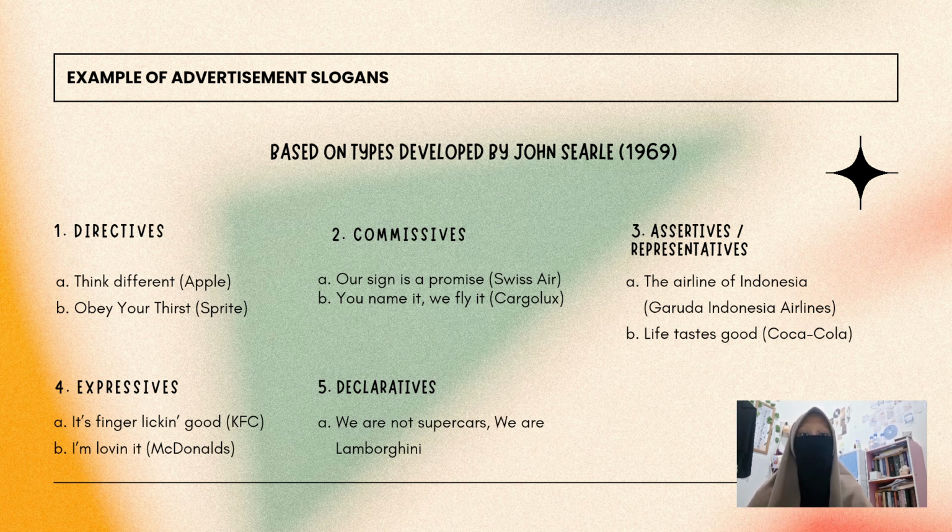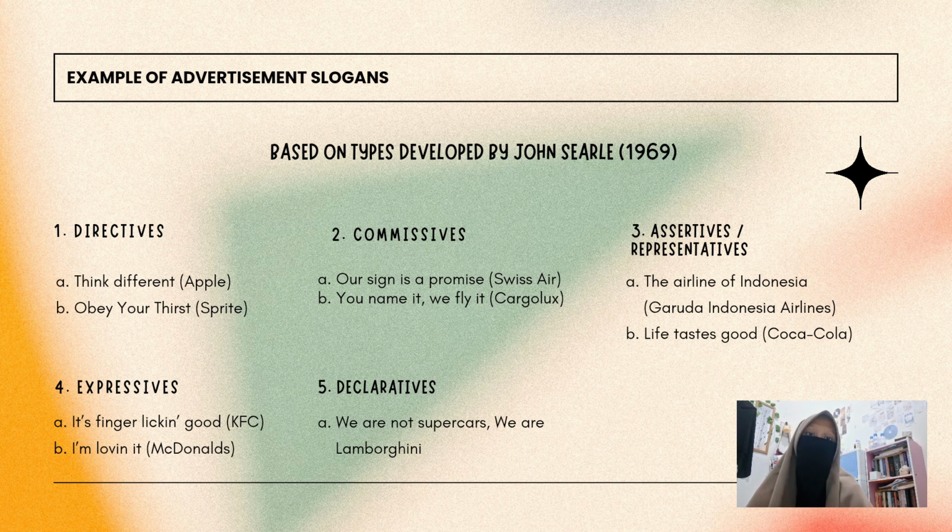And the next type is assertive or representative, which states the advantages, results, or facts to convince the audience. The first example is from Garuda Indonesia, which is the airline of Indonesia. It means that Garuda Indonesia Airline is a representative of our country, Indonesia. And the next one is from Coca-Cola, which is "Life tastes good." This function is to convince the consumers to believe that the taste of those products is something they cannot do without.